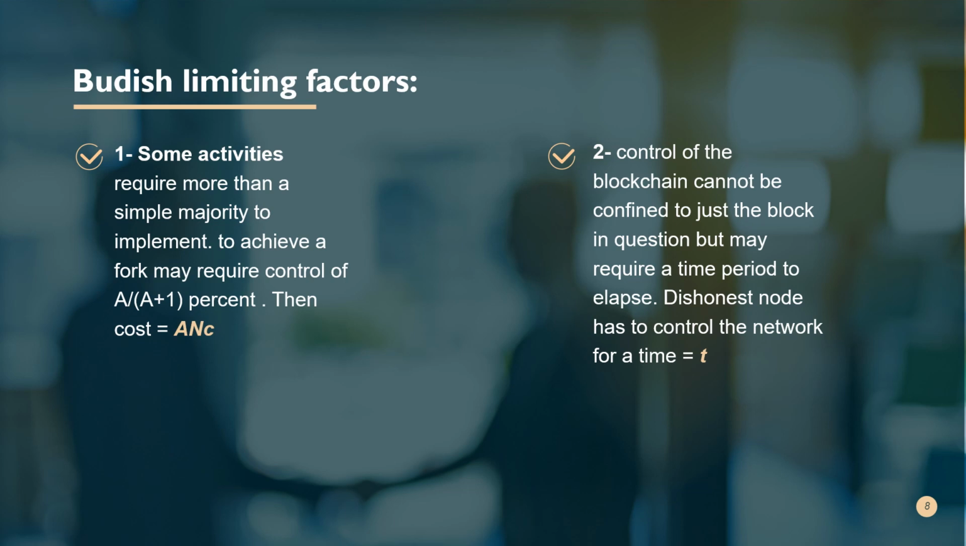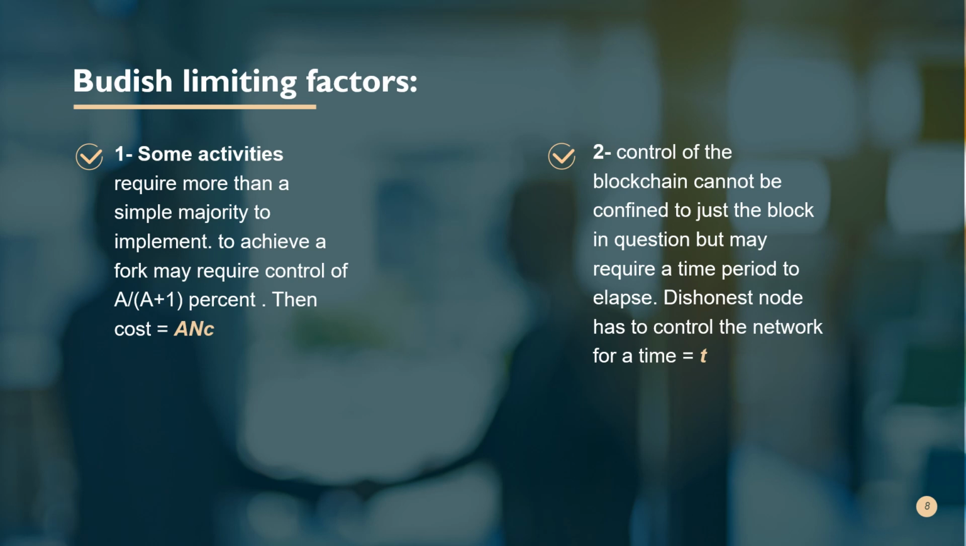Bodish considers two limiting factors on a simple majority attack. First, some activities from dishonest miners may require more than a simple majority to implement. For instance, control to achieve a fork may require control of A over A plus 1% of the nodes. Thus, the cost per block for entry by a dishonest miner would be A and C.